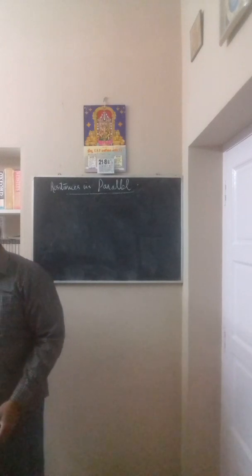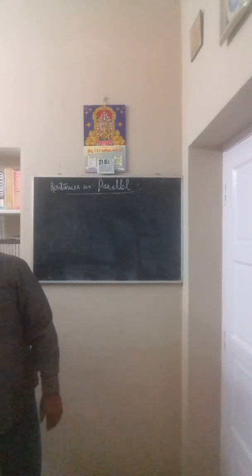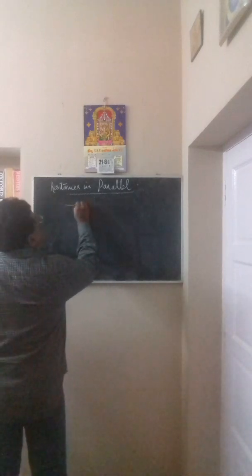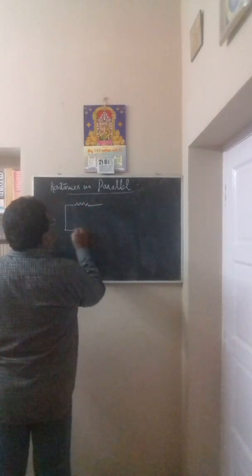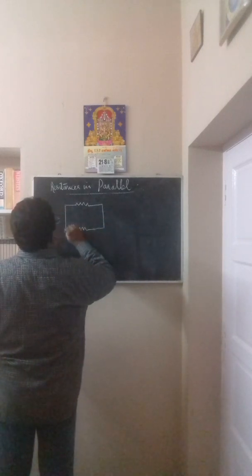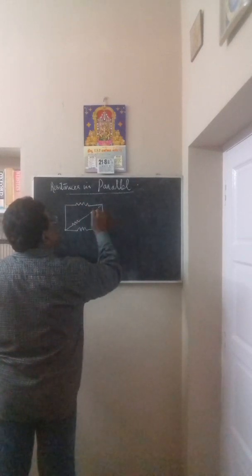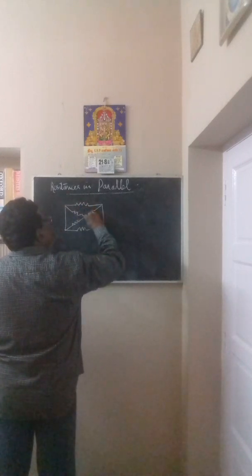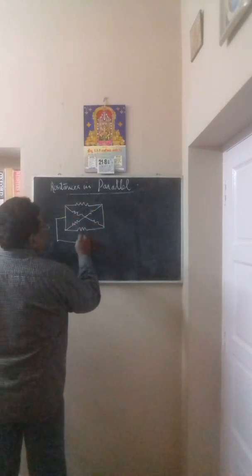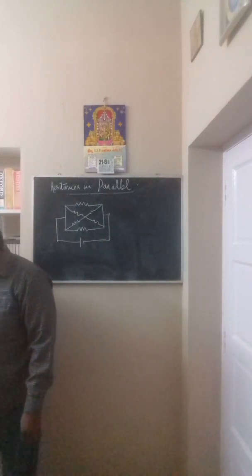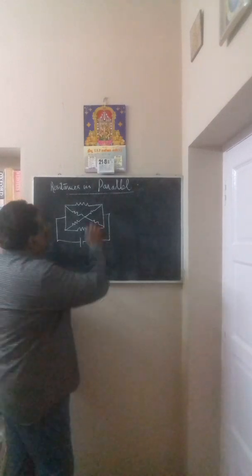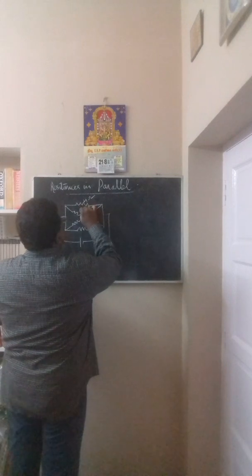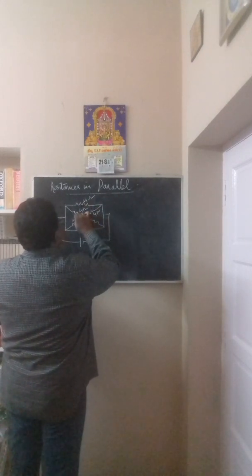You can have some other problems as a combination of resistances in series and parallel. For example, you will be given a circuit like this, and this is applied with the voltage here, and all these resistances are of 4 ohms. Each resistance is 4 ohms.